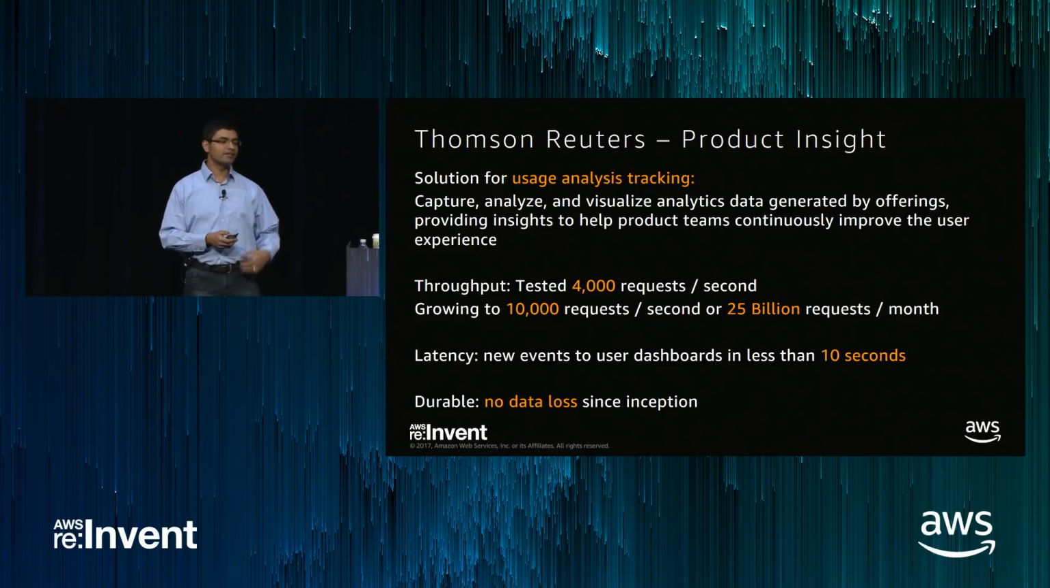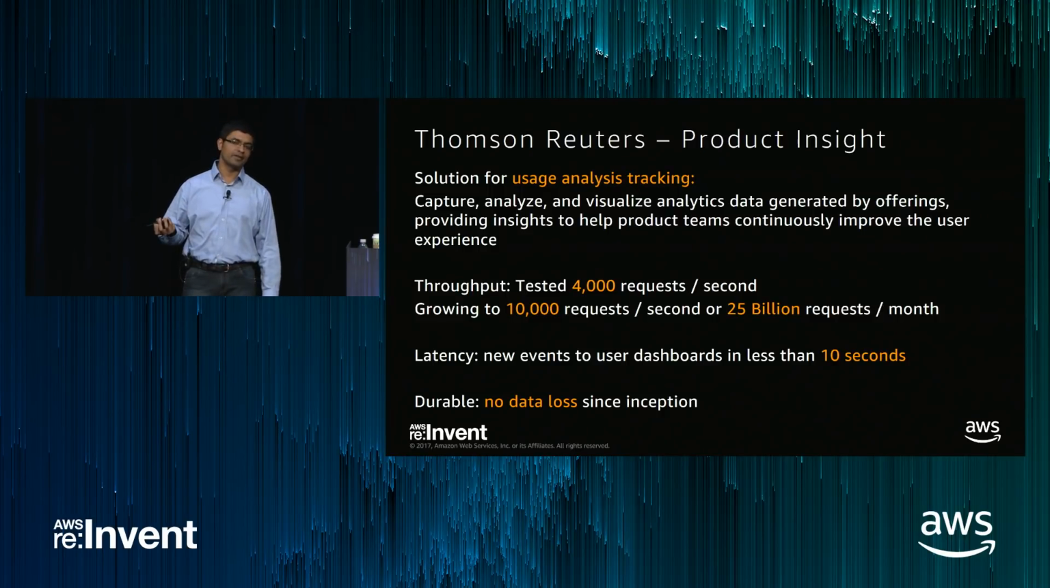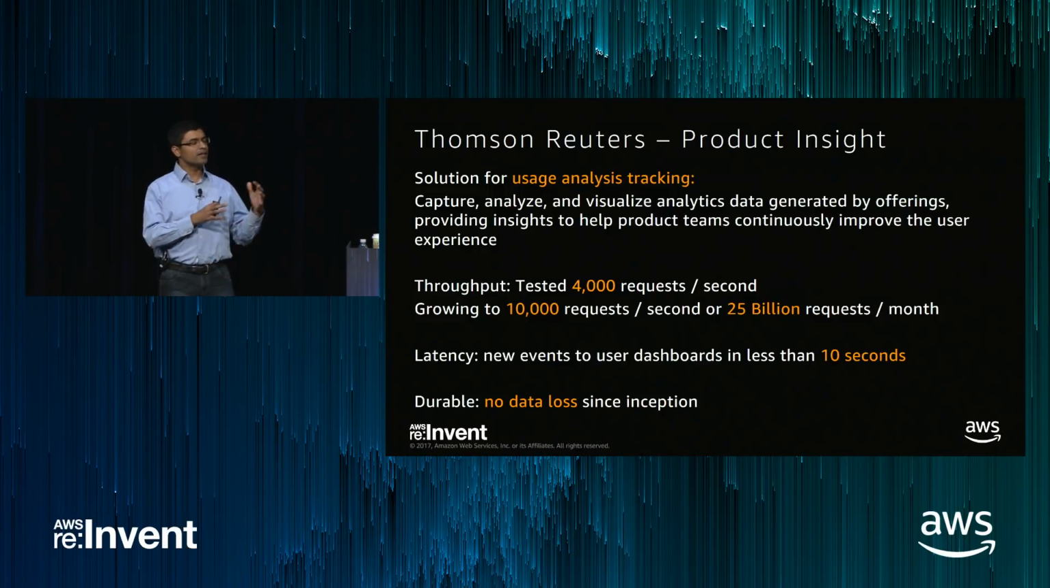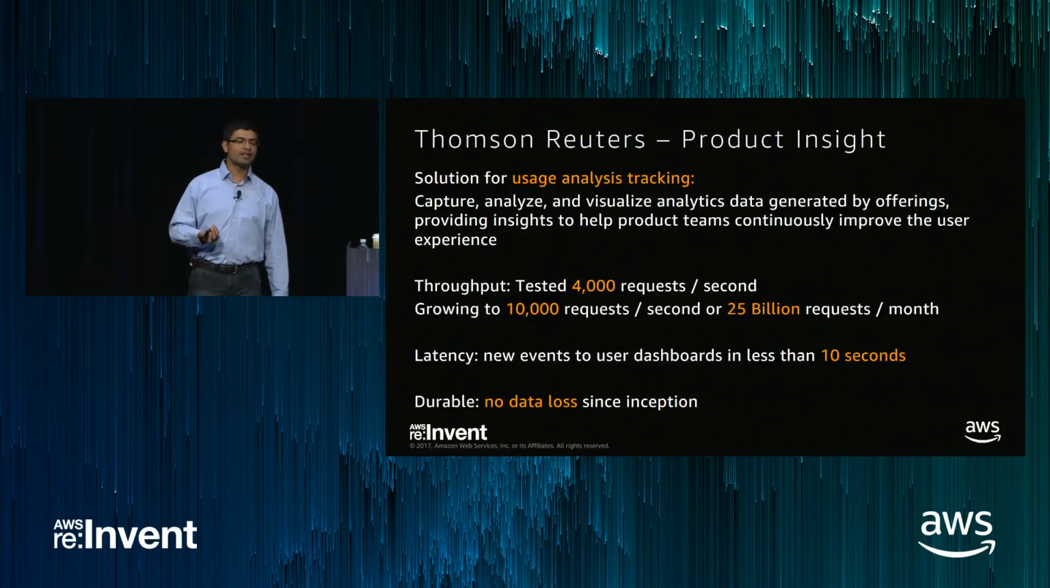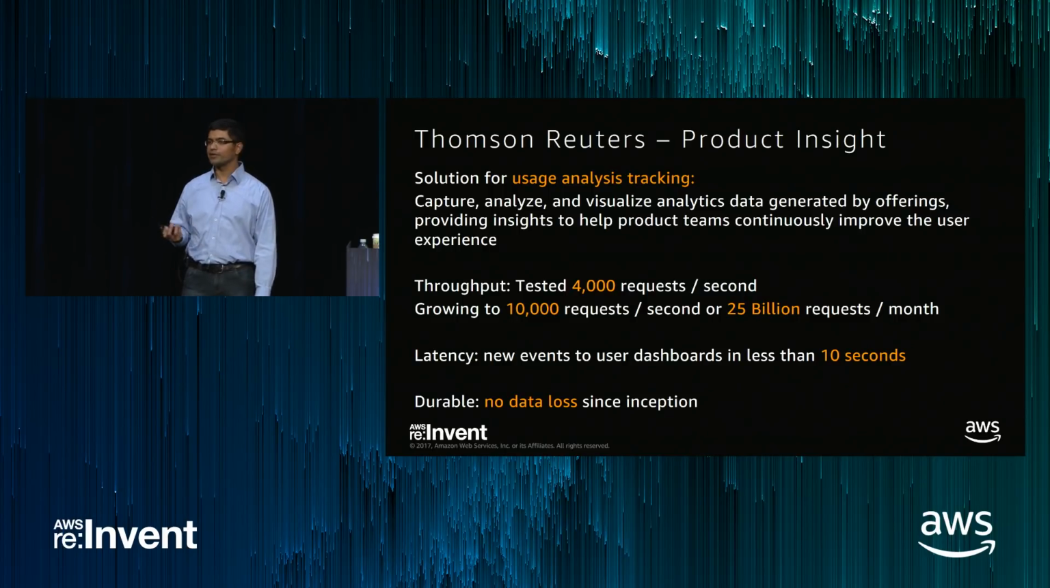So some statistics they shared with us, they're currently tested up to 4,000 requests per second peak. They're also looking at growing that to over 10,000 requests per second peak. That works out to almost 25 billion requests per month. The end-to-end latency they're observing between the time a request comes in to the time they get the insight is less than 10 seconds. And they're very happy to tell us that since they launched this service, they haven't lost any records so far. So that's an example of a successful stream processing pipeline.